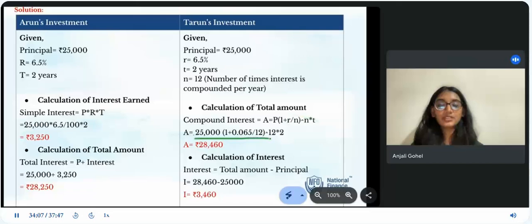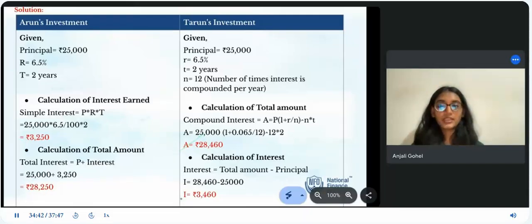25,000 into 1 plus 0.065, or 6.5%, divided by n. N is how much here? N is 12, to the power of 24. That is because of 12 into 2, 2 being my tenure, which is 2 years. So my total amount will be 28,460 rupees. So at the end of 2 years with the same principal and same interest rate, while Arun is earning around 28,250, Tarun will earn around 28,460.